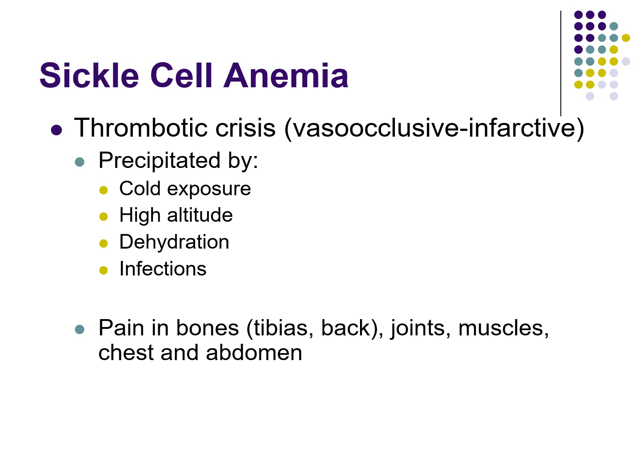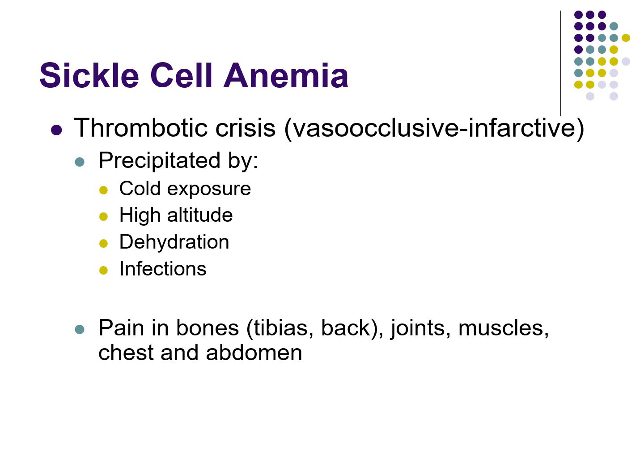The vaso-occlusive or infarctive crisis, because infarction is necrotic tissue or necrosis in the tissues. What does it precipitate? Anything that leads to the end result of hypoxia. For example, cold exposure, vasoconstriction, hypoxia. High altitude, less oxygen, hypoxia. Dehydration, reduced fluid and delivery of blood with oxygen to the body. And also infections may cause this.